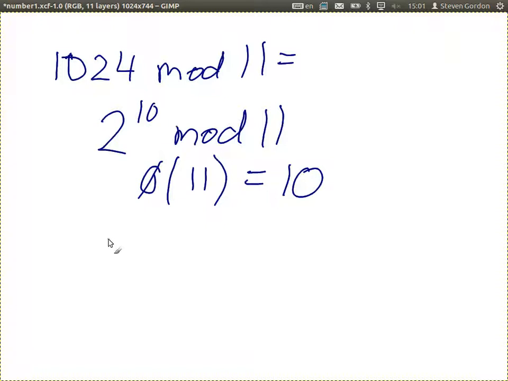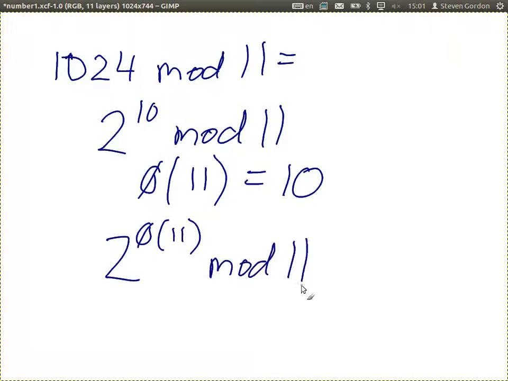So what we have is 2 to the power of the totient of 11 mod 11. Now compare that to Euler's theorem. 2 to the power of the totient of 11 mod 11 should be what?